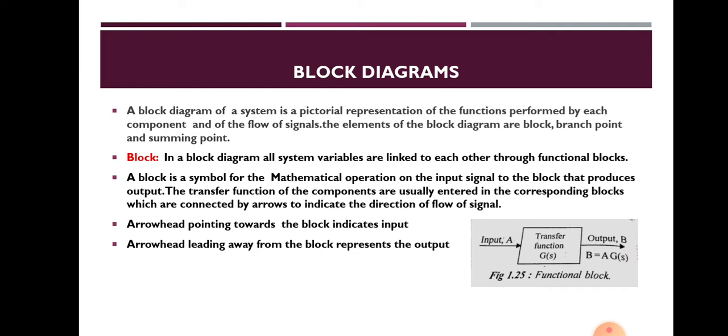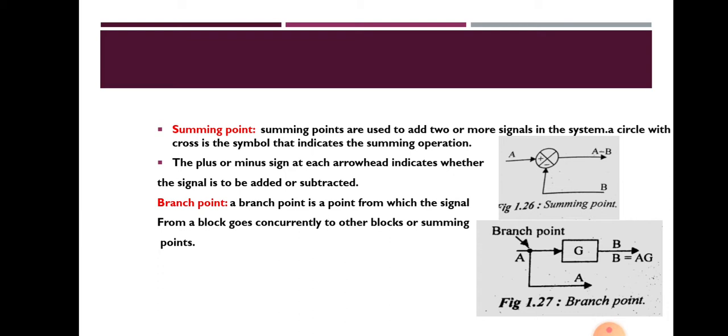In the figure showing the functional block diagram, input A is represented with an arrowhead, the block represents the transfer function G(s) of the system, and the output is B. So we can write B is equal to input times transfer function, that is, B = A × G(s). And next is the summing point.